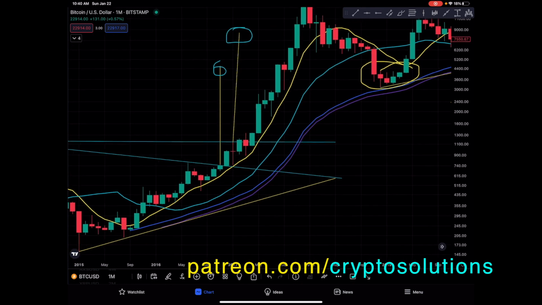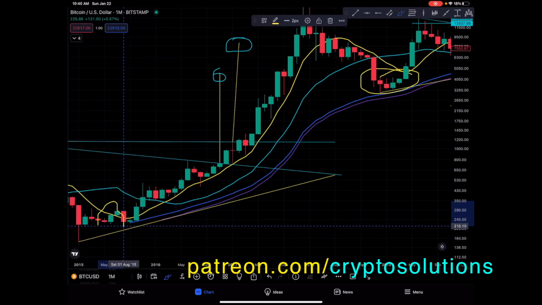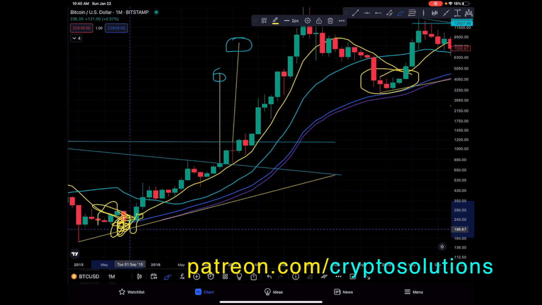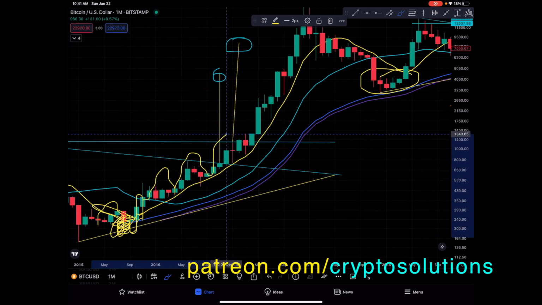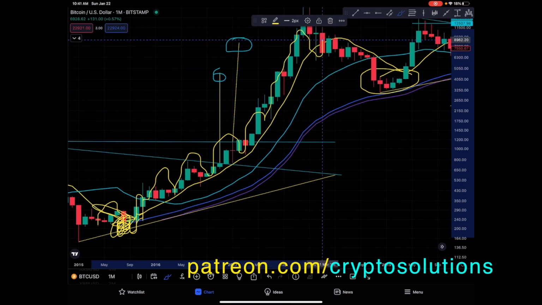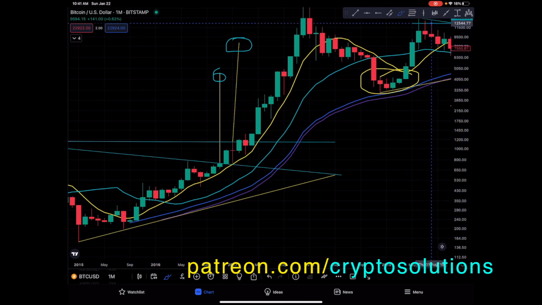But right there, after doing another close below that yellow line, the next close, resistance, and then the next one closes above that, and then bull market, and boom, and then again close below here, bear market, close above here, bull market.